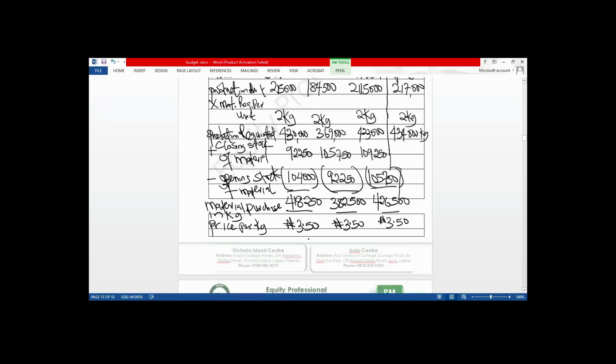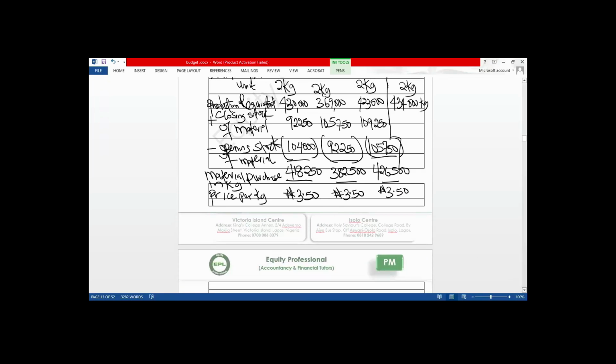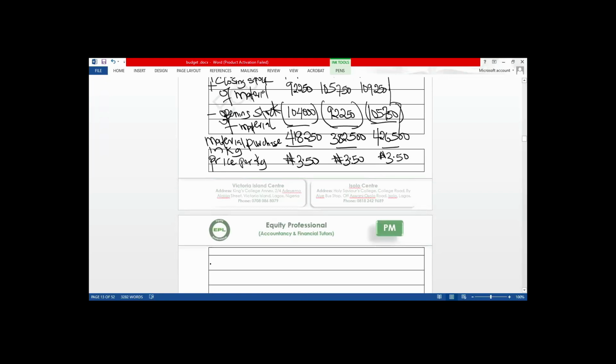Get the value. 3.5 multiplied by 418,250. What is the material cost to be incurred in January? For March it is 1,492,750. I'm talking of January now. Okay, give me January, no problem. 1,463,875.